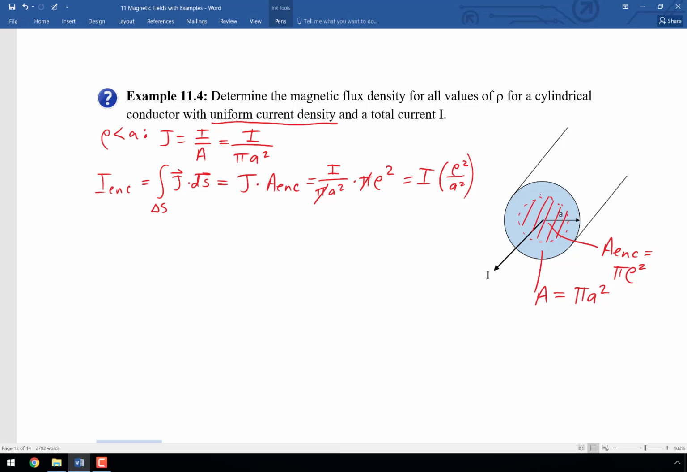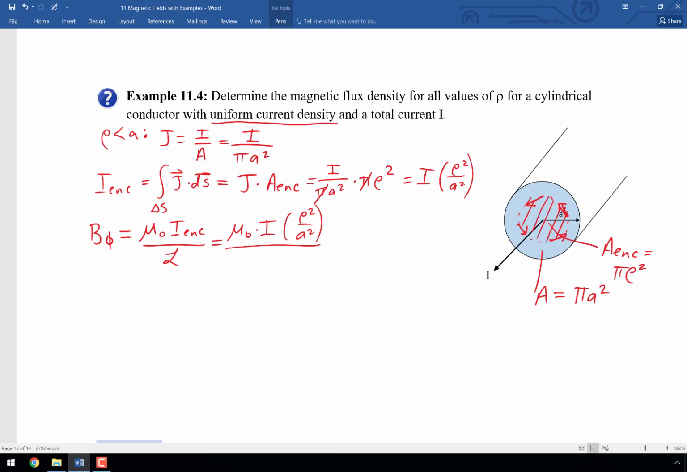Now, I know that the current is coming out of the page. You can't see me poke my thumb in the direction of the current, but I just did. And so therefore, I'm going to be able to figure out that I've got B sub phi flowing in that direction. And what is the value of B sub phi? Well, B sub phi is mu sub 0 times I enclosed divided by L. And this is mu sub 0 times I rho squared over a squared.